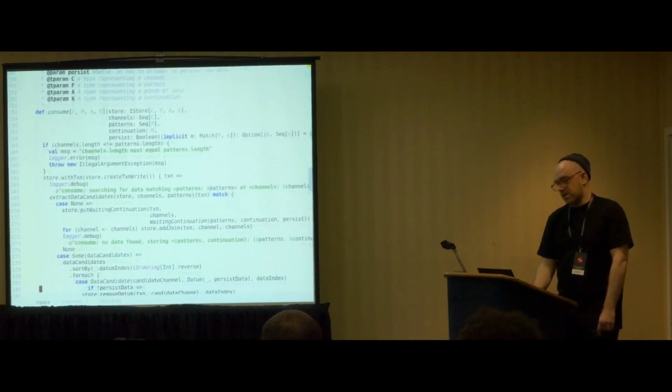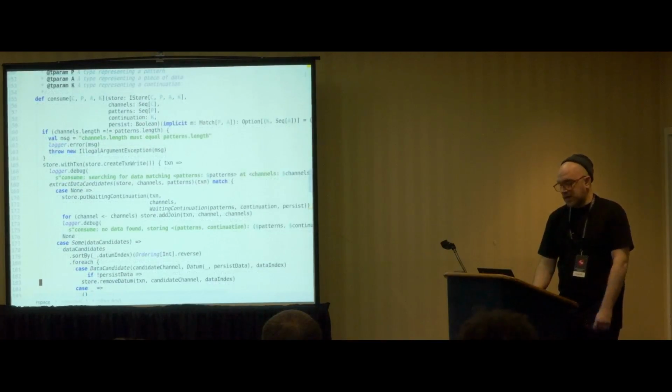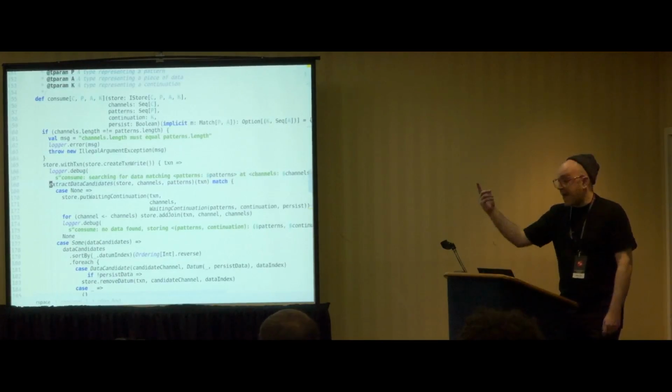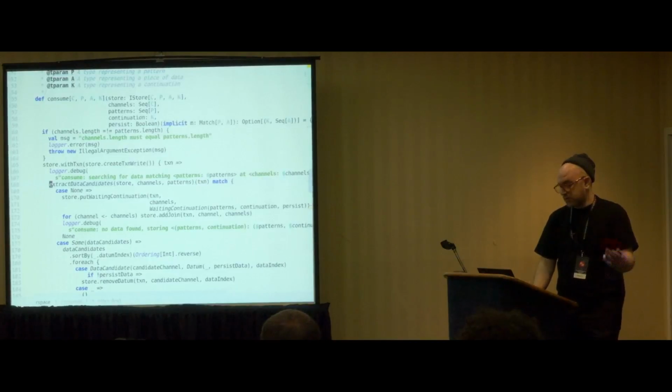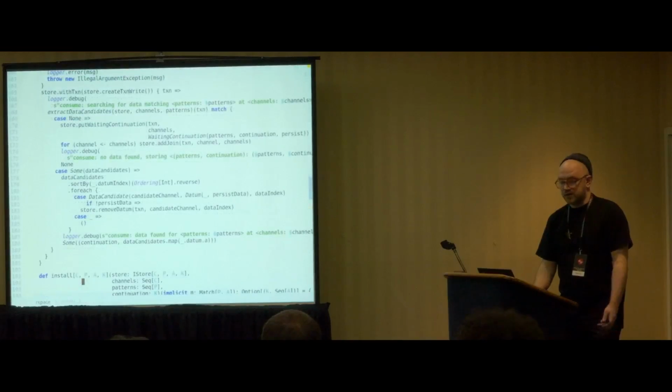So, consuming, similar idea here. We go and we look for data candidates and pieces of data that match, as we talked about before. And if we don't find any, then we store that continuation. But if we find some candidates, then we hand them back to you. So that's the general gist of that.